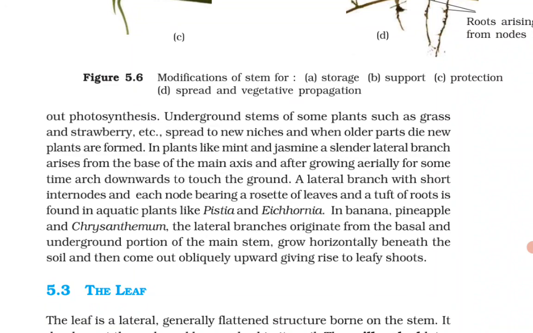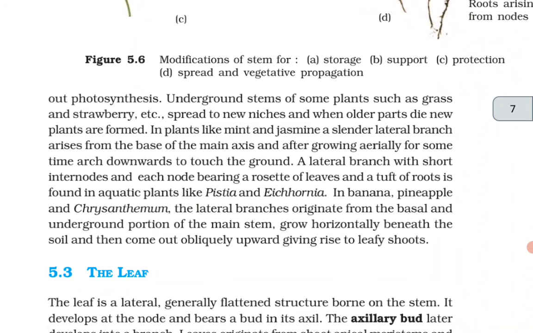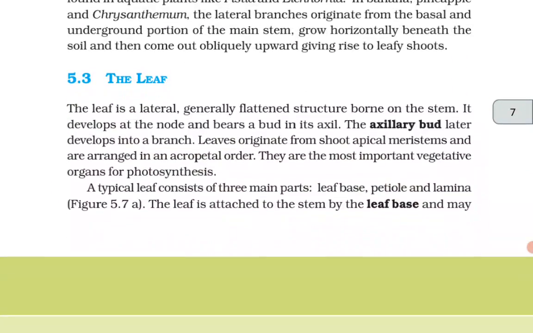A lateral branch with short internodes, each node bearing a rosette of leaves and a tuft of roots, is found in aquatic plants like Pistia and Eichhornia. In banana, pineapple and chrysanthemum, the lateral branches originate from the basal and underground portion of the main stem, grow horizontally beneath the soil and then come out obliquely upward, giving rise to leafy shoots.